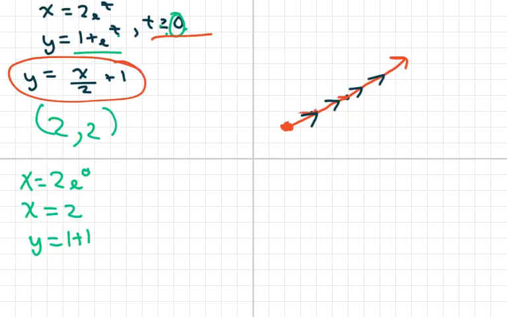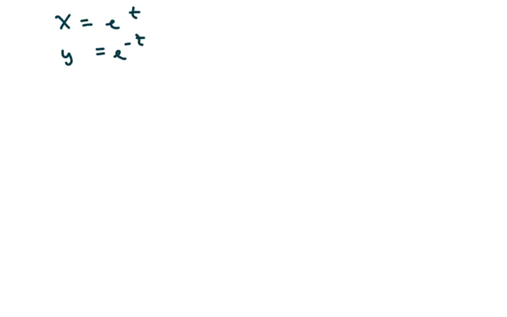All right, the next one's kind of similar, but it's more of a curve. Now this one, my students have problems with. So basically, we want to solve for e to the t. So what I'm going to do is first solve for y. So x equals e to the t, and y equals e to the negative t.